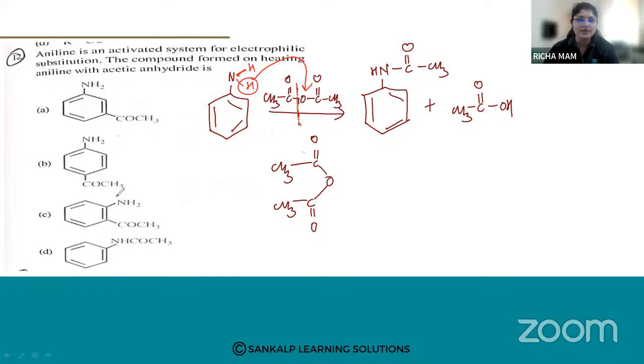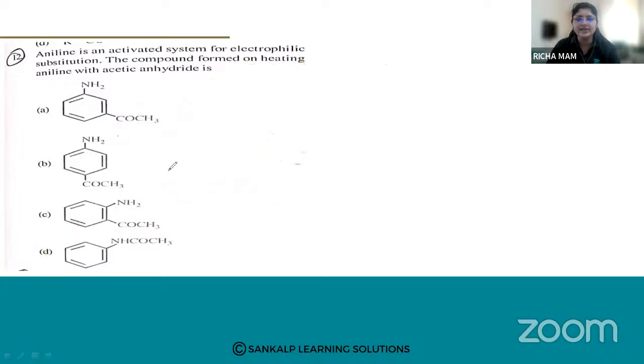Okay, so what is the product? It is NHCOCH3. Option number D. Yes, Siddhana Gowda, Vedavati and Komala have also answered it as D. Very good. I hope you are understanding. Aniline is an activated system, so when you have an electrophilic substitution reaction, this is the product obtained when you heat it with acetic anhydride.